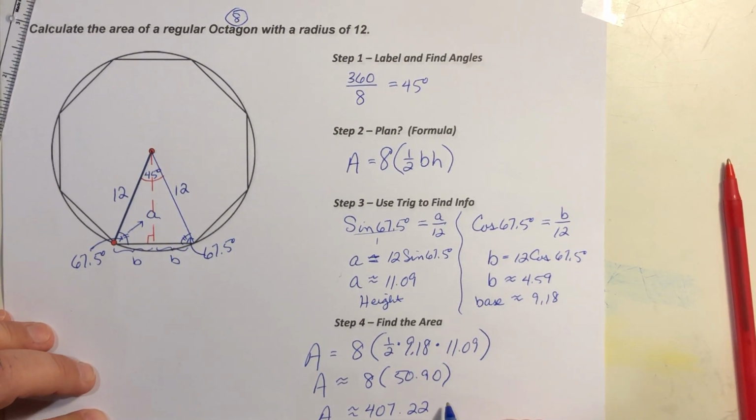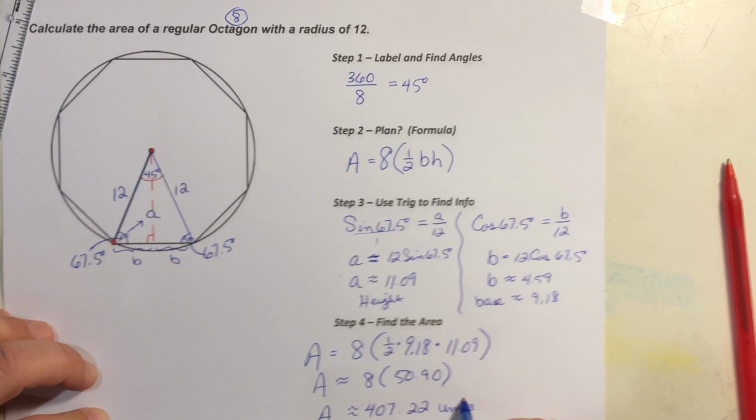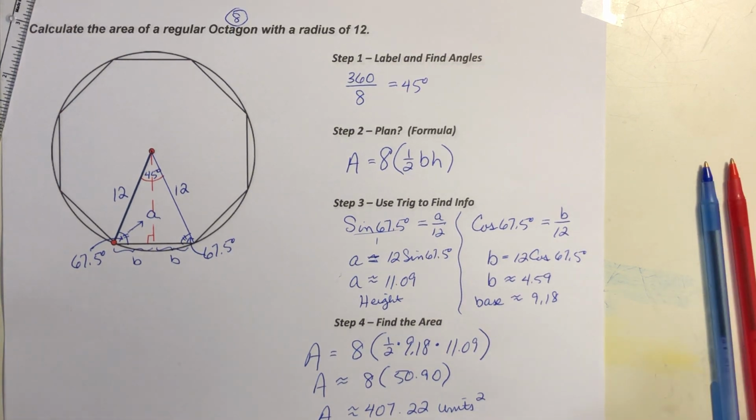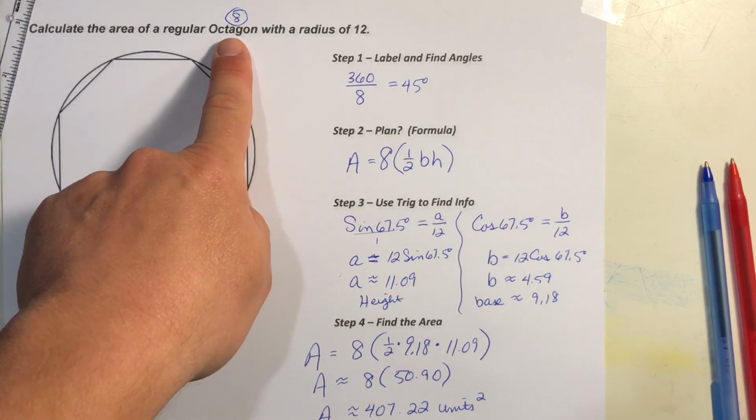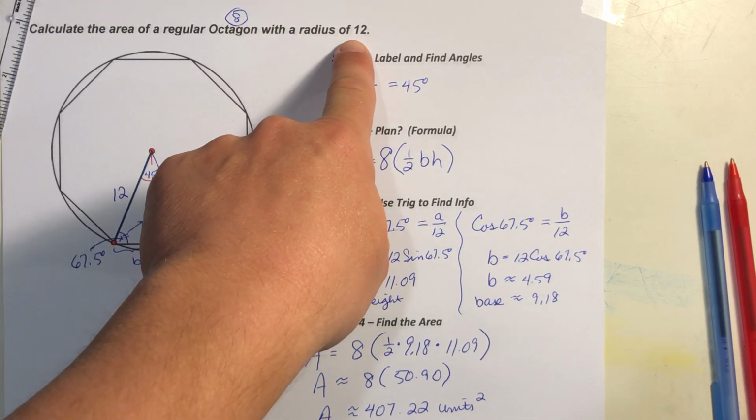All right, so about 407.22 units squared. Your submission should be on Google Classroom, and it'll look just like this, except yours is a decagon with a certain radius. All right, guys, good luck.